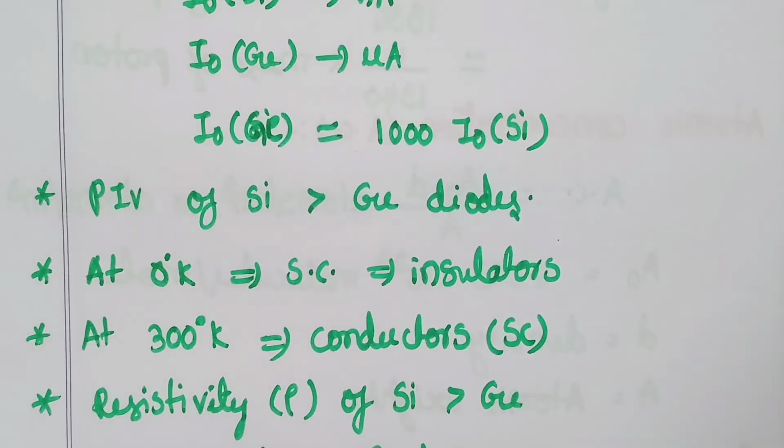Hence, we discussed the semiconductors and some of the important parameters related to silicon and germanium. Now, we came to a conclusion that silicon is more useful than germanium, whereas germanium is used in few applications.